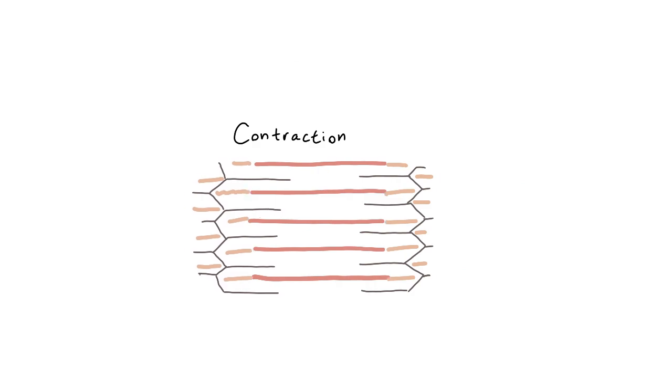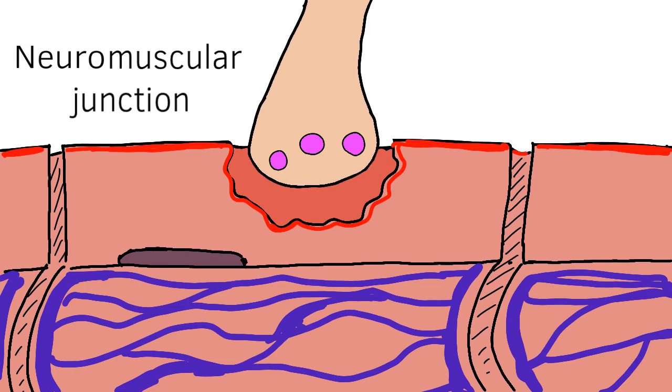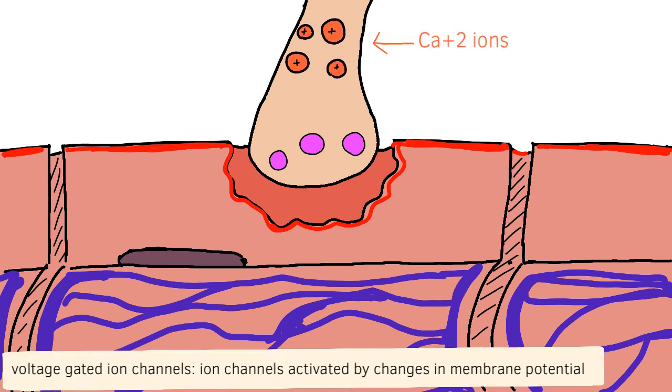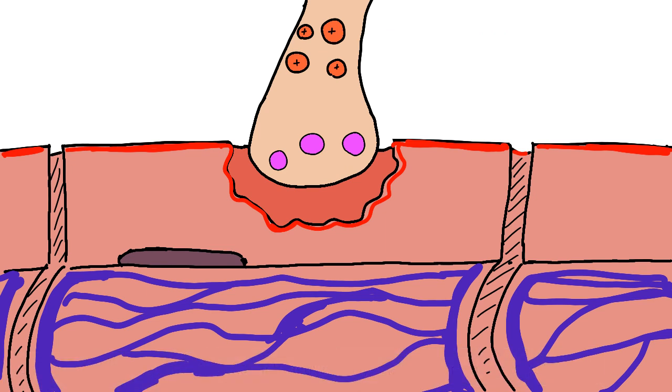Contraction within these sarcomeres is caused by a reaction which begins at the neuromuscular junction between a motor neuron and a muscle fiber. After a nervous impulse reaches the end of an axon, it stimulates the release of calcium ions from voltage-gated calcium channels. The calcium content in the axon terminal prompts synaptic vesicles to fuse with the axon membrane and release their contents into the synaptic cleft via exocytosis.